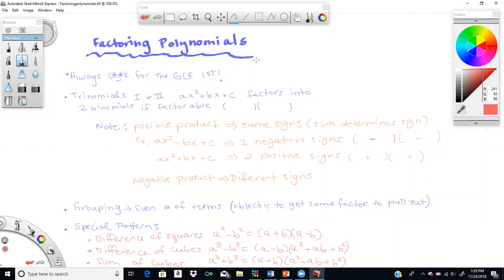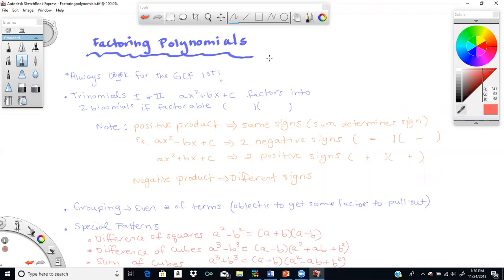All right, so factoring polynomials, some key things to remember is that you always want to look for the GCF first. Okay, and remember what the GCF is, the greatest common factor. This is a term that all terms have in common. So whenever you're factoring, you want to always look to see if they have a greatest common factor other than one to pull out.